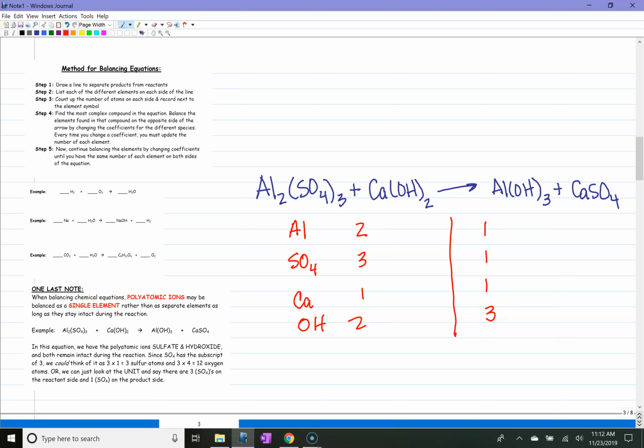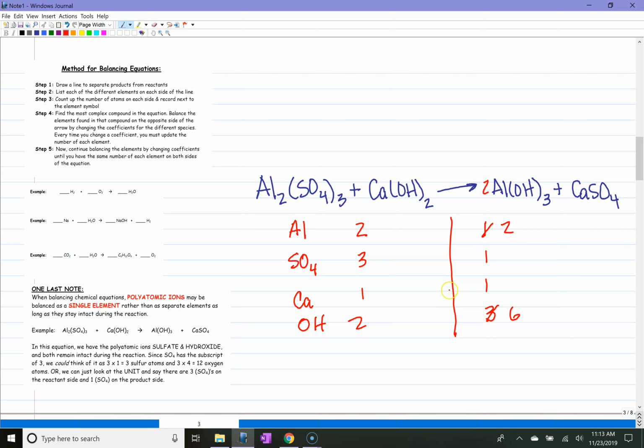The best way to balance an equation is to look at the higher oxidation number elements first, or polyatomics, which would be aluminum in this case. Aluminum is out of balance, so I need 2 on the product side, so I'm going to put a coefficient of 2. But that also gives me 2 times 3, or 6 hydroxides.